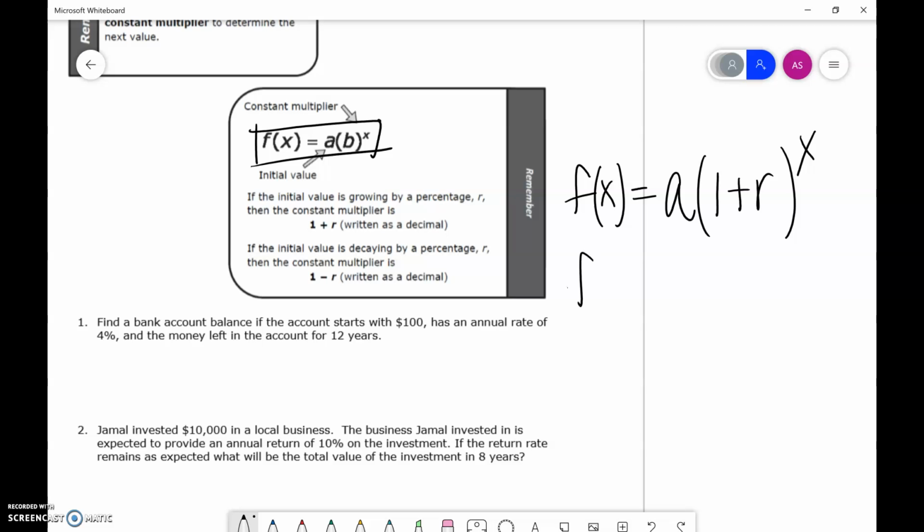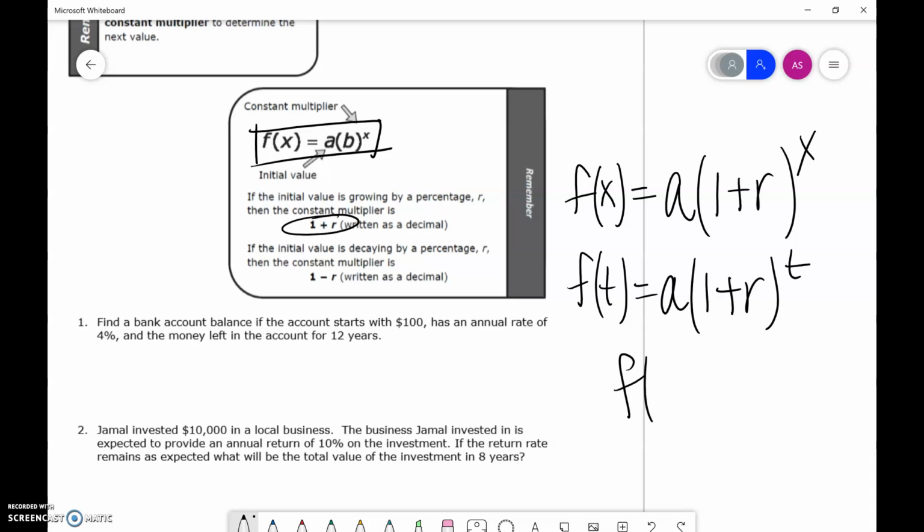They may also use t, so I'm going to actually put f of t equals a times 1 plus r to the t. If I'm using exponential growth, I'm going to have 1 plus r. But if I'm using exponential decay, I'm going to have that same formula, but I'm going to have 1 minus r to the t.